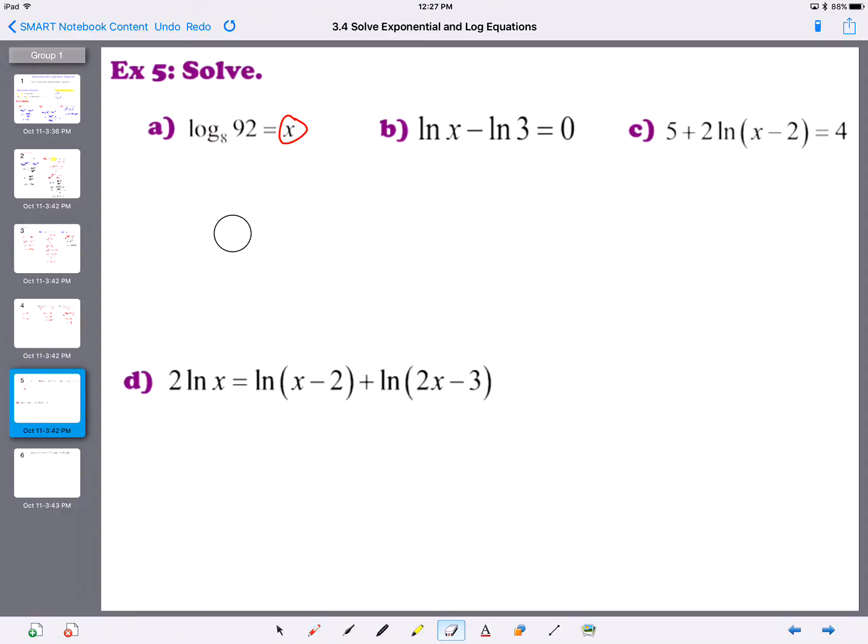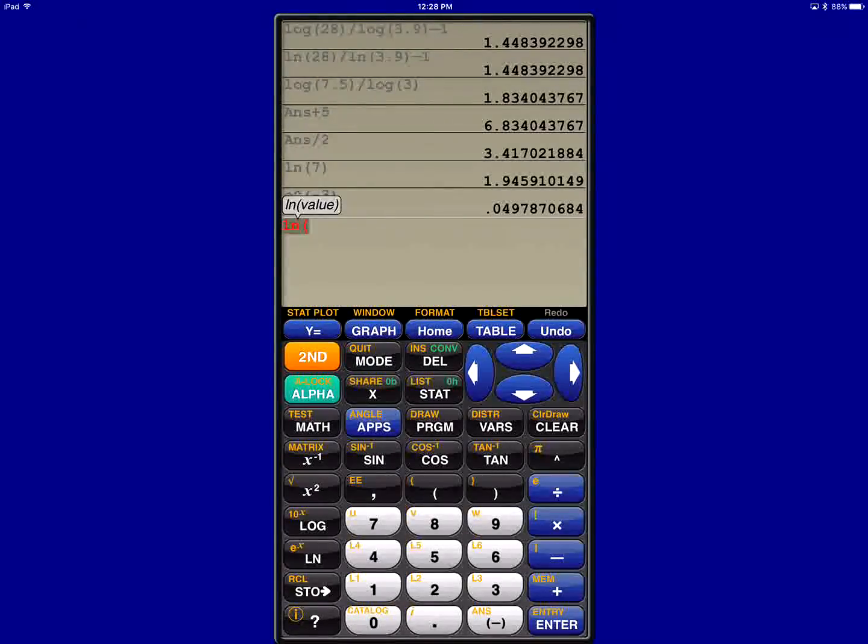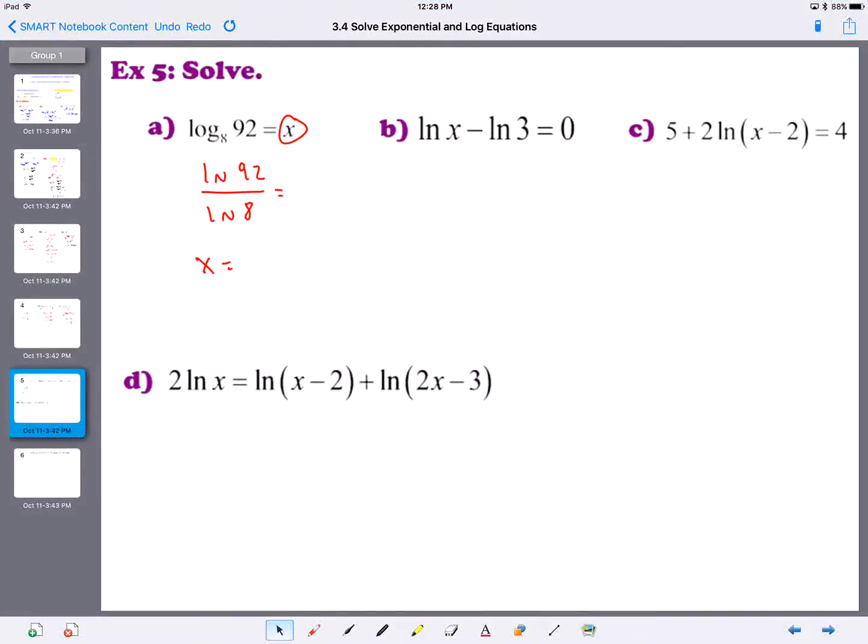And that's using your change of base formula. So on this one, let's use natural log. So we'll do natural log of 92 over natural log of 8. It doesn't matter which one you use. Just want to show you different options here. So x, when you plug that in, we'll do natural log of 92 divided by natural log of 8, and we'll get 2.175. All right, on B.